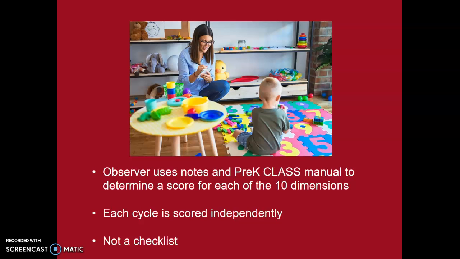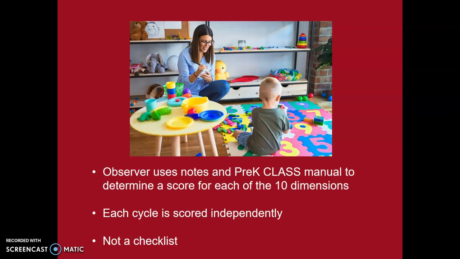During each of the 4 cycles, the CLASS observer watches the whole classroom, observing all children and adults present. The observer takes detailed and comprehensive notes throughout each cycle. At the end of each cycle, the observer refers to their notes and the pre-K CLASS manual to determine a score for each of the 10 dimensions. Each cycle is scored independently of the cycles that occur before or after.